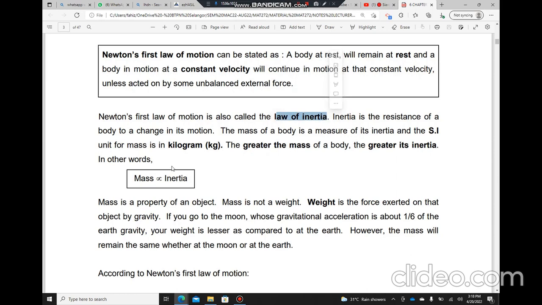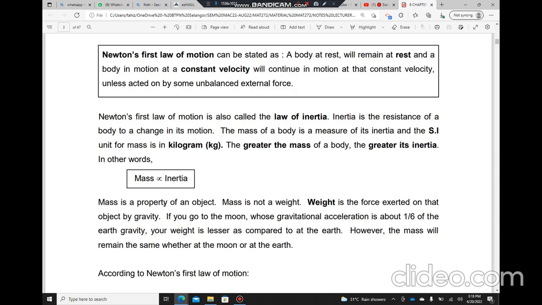Inertia is the resistance of a body to a change in its motion. The mass of a body is a measure of its inertia, and the SI unit for mass is in kilogram, kg. The greater the mass of a body, the greater is inertia. In other words, maksudnya mass tu berkadar langsung dengan inertia. Maksudnya kalau mass tu bertambah, mass tu makin besar, inertia makin besar.